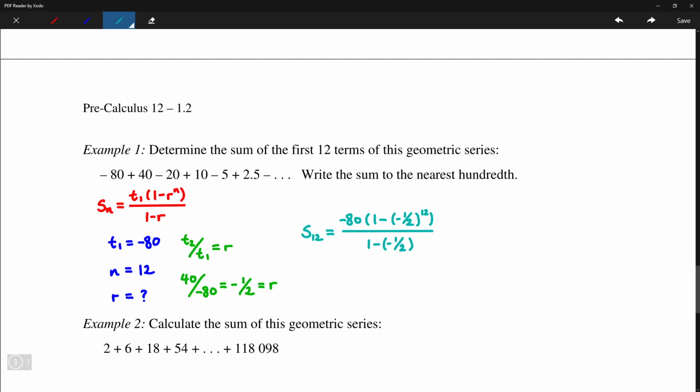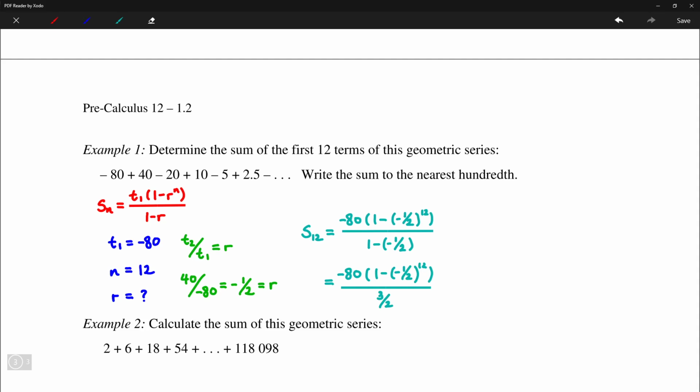But of course, we can simplify the expression a little bit. So we will have negative 80, and then this just stays the same. The denominator could be simplified a little bit. 1 minus negative 1/2, of course, is just 1 plus 1/2. So we will have 3/2 in the denominator.